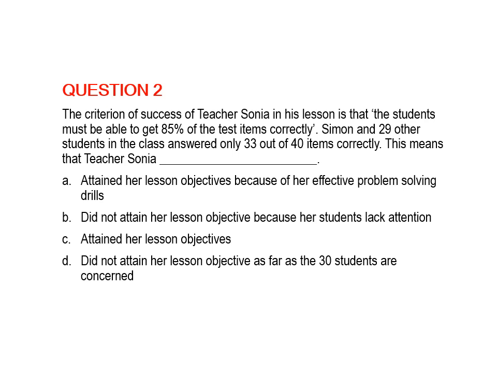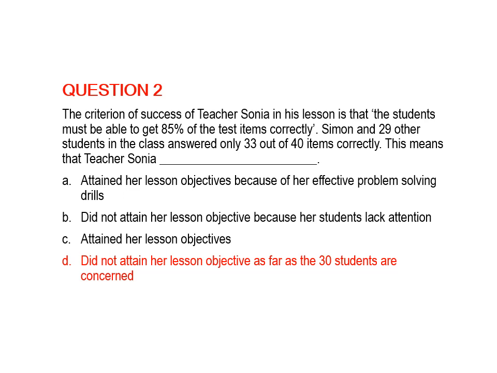The criterion of success of teacher Sonia in his lesson is that the students must be able to get 85% of the test items correctly. Simon and 29 other students in the class answered only 33 out of 40 items correctly. This means that teacher Sonia attained her lesson objectives, did not attain her lesson objectives, attained her lesson objectives, and did not attain her lesson objective as far as the 30 students are concerned. So, anong tamang sagot natin dito? Correct answer is letter D, did not attain her lesson objective as far as the 30 students are concerned.